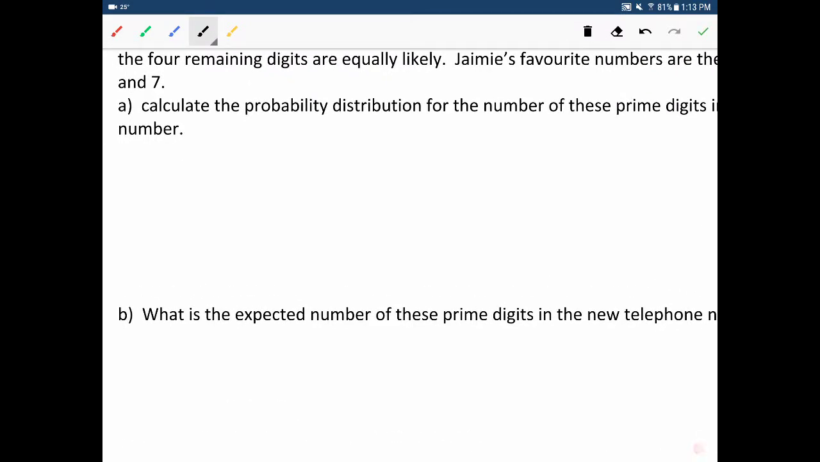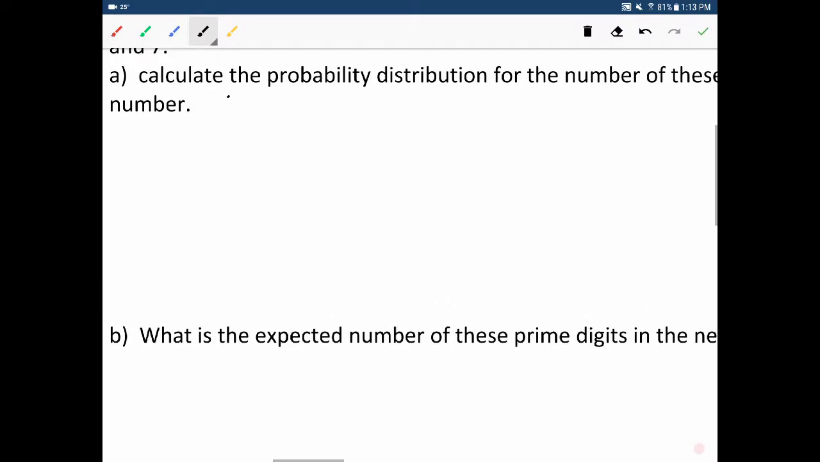Okay, so the first thing we need to do here is go through and define your N, your P, and your Q, or not define, sort of figure out what they are. So N here is the number of trials. We're talking about choosing a 4-digit phone number, so there's just 4 trials. She's going to choose a number 4 separate times. So your N is 4.